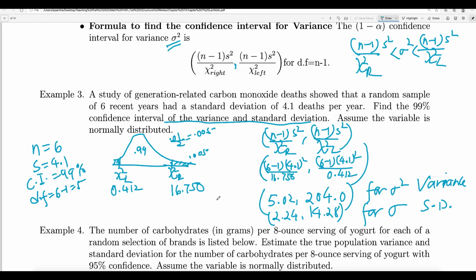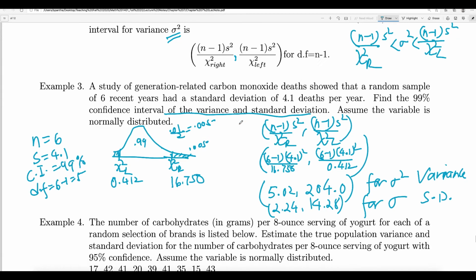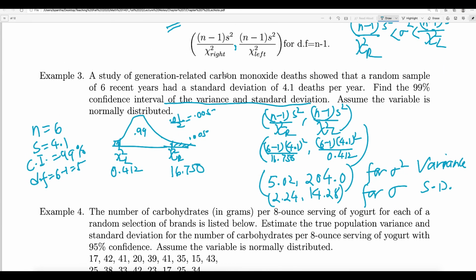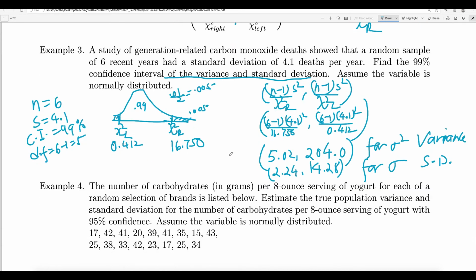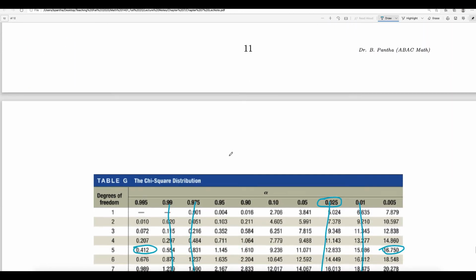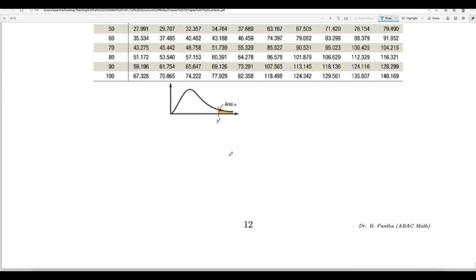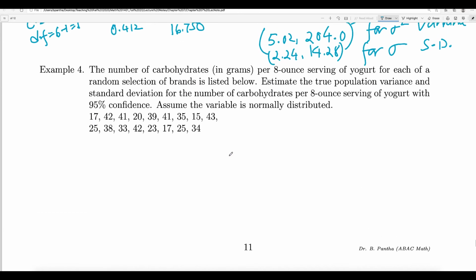Okay. So what are the things we need? We need s square, we need n, and we need chi-square left and right. Chi-square left and right are found by using the table, the right area, and degrees of freedom. Okay. Let us do this problem. Let me see if there is anything on the next page. No. So let us do this problem.